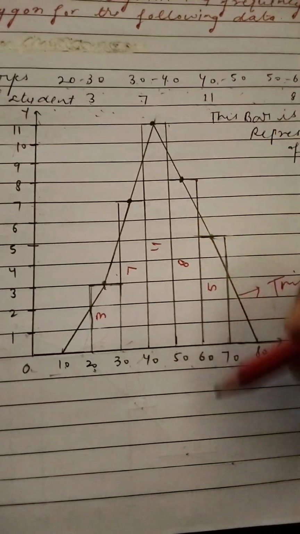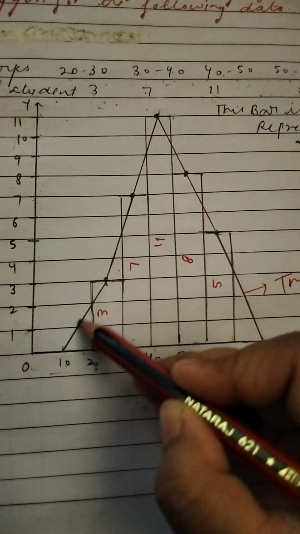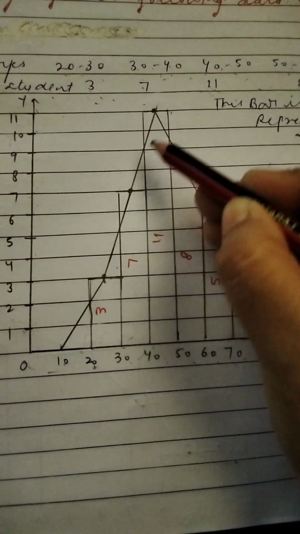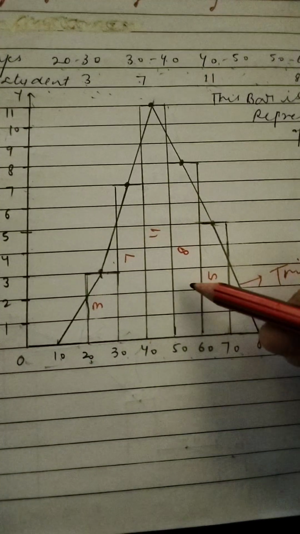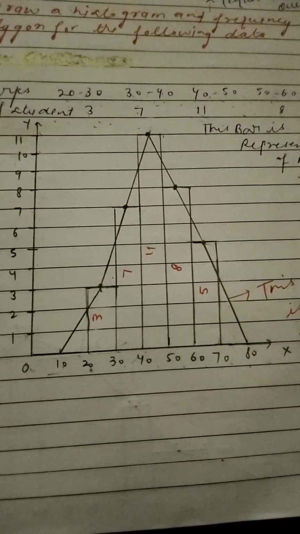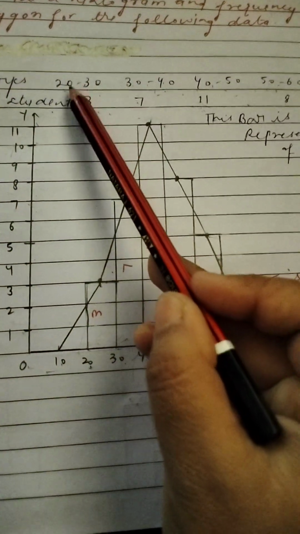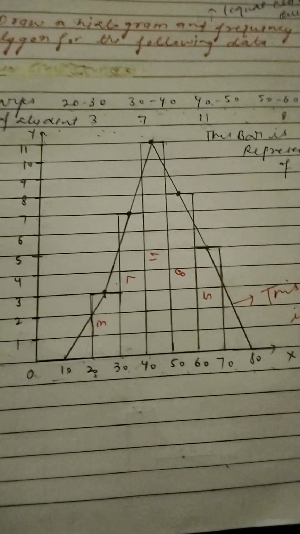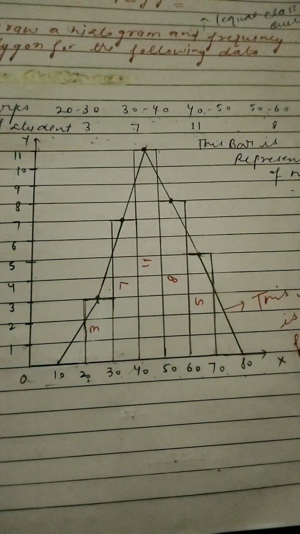These bars are called a histogram. Not this line, this is not the line. The line is for the polygon. These boxes are called a histogram. And this question is based on equal intervals, because the differences of the intervals are the same. Now when you are done with the histogram, you have to make a polygon for the same question.